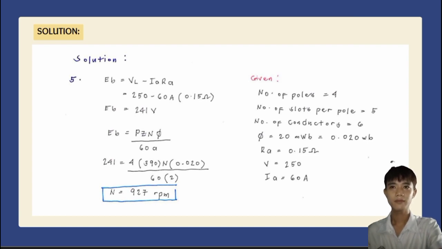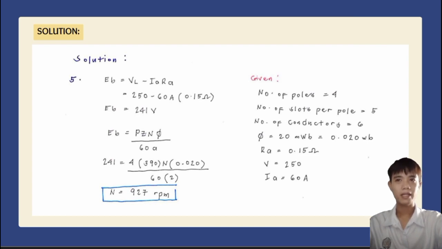Next, the formula of EB is equal to P times phi times N times Z over 60 times A. The symbol EB stands for the back electromotive force, or the back EMF. The back EMF is the voltage generated in a motor or generator that opposes the applied voltage and is proportional to the speed of the motor or generator.